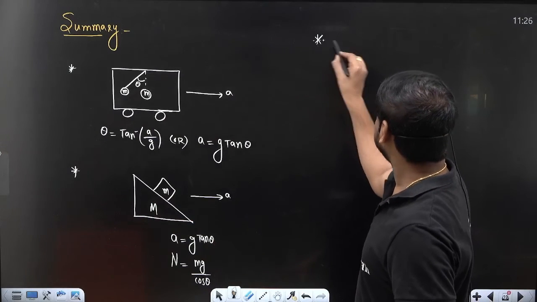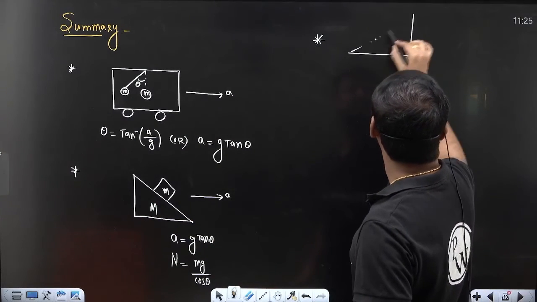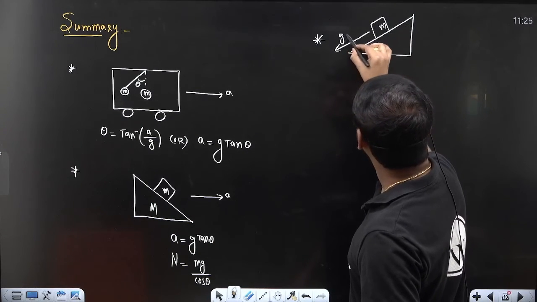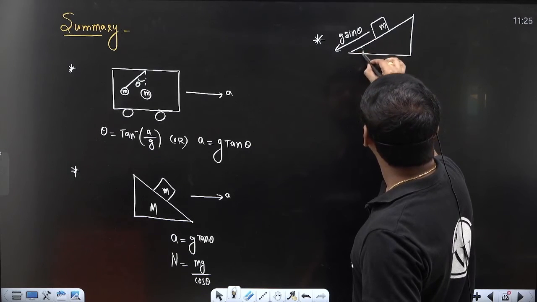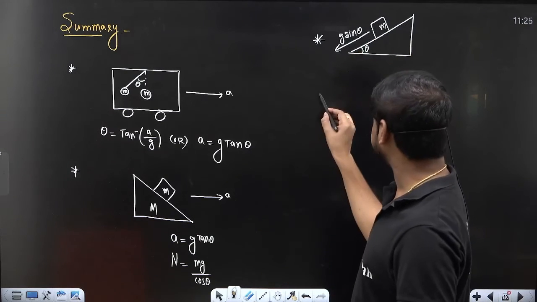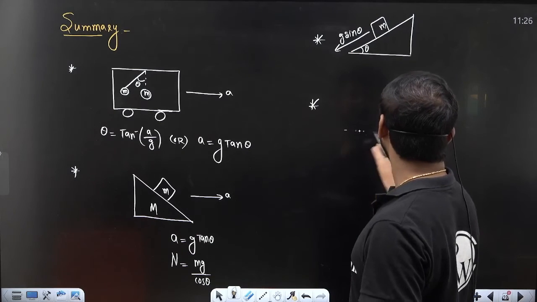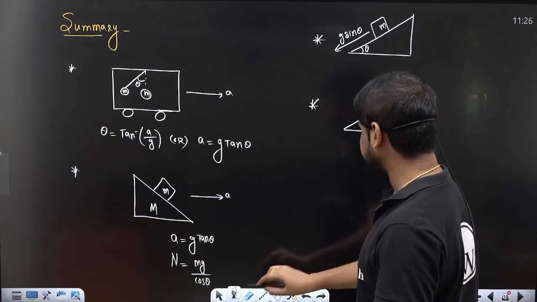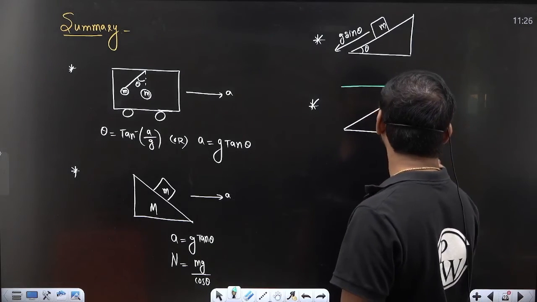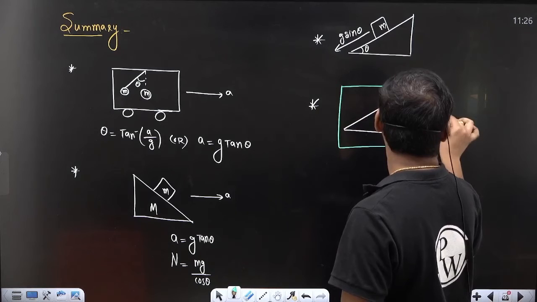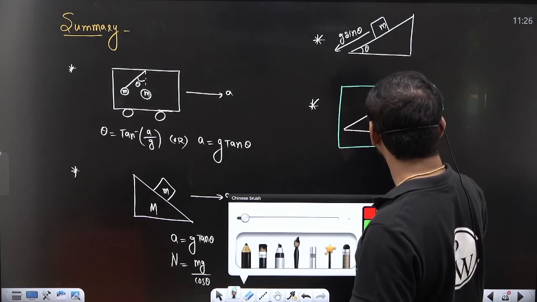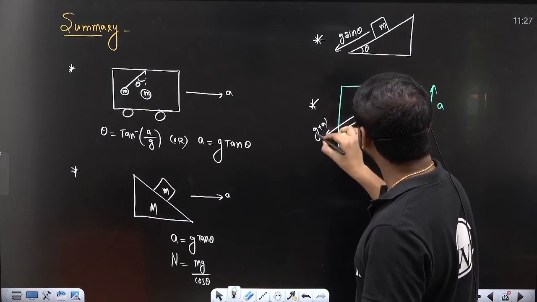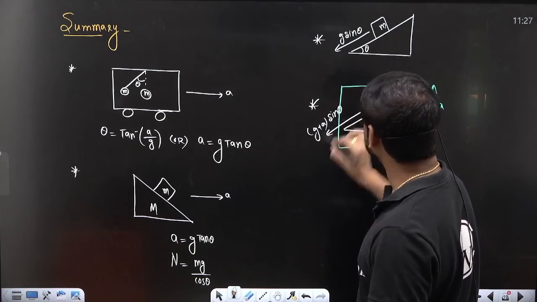And then, if you place the object on the inclined plane, its acceleration is simply g sin theta, if this angle is theta. If you place this inside the elevator, and the whole elevator is moving upward, what happens? Here is the mass m, and its acceleration will be g plus a sin theta. Just now in the last question we have seen, right?